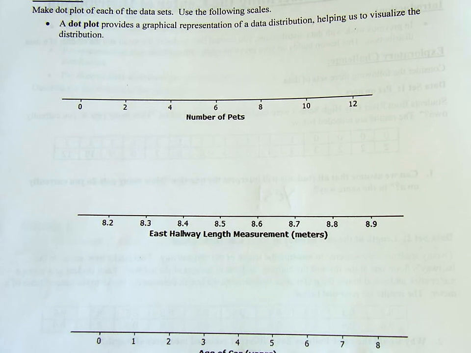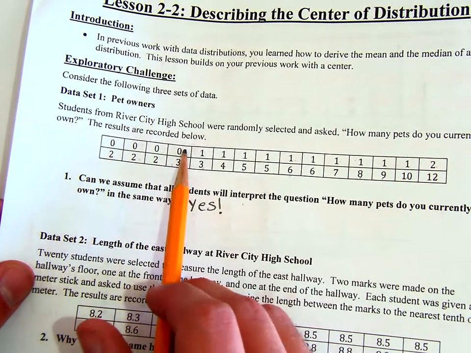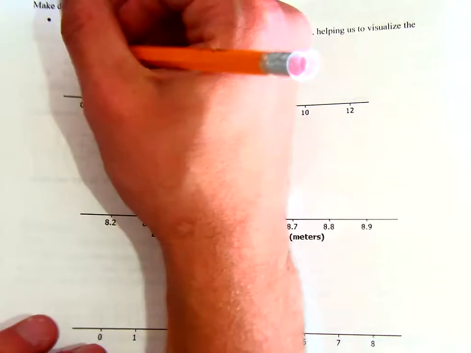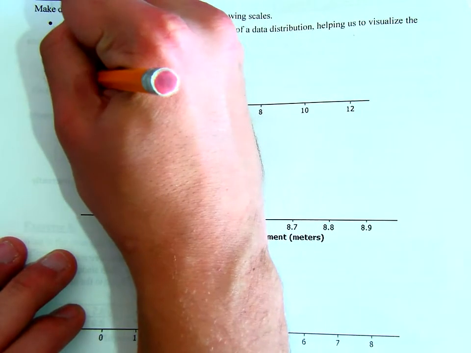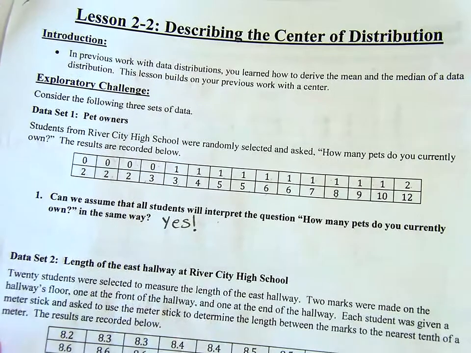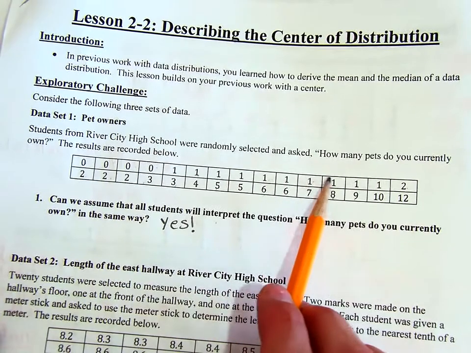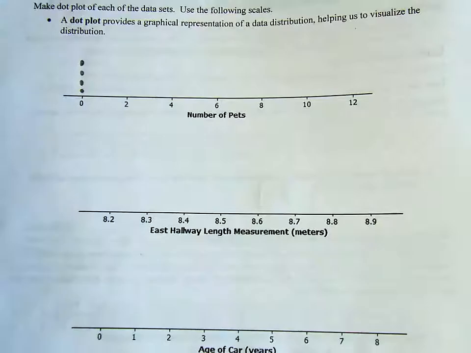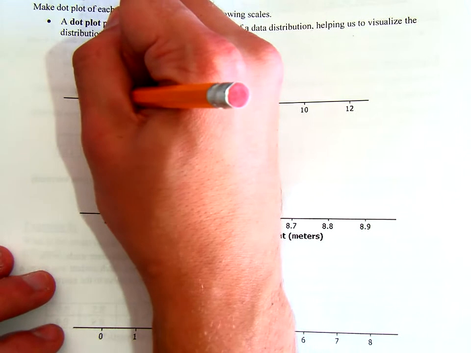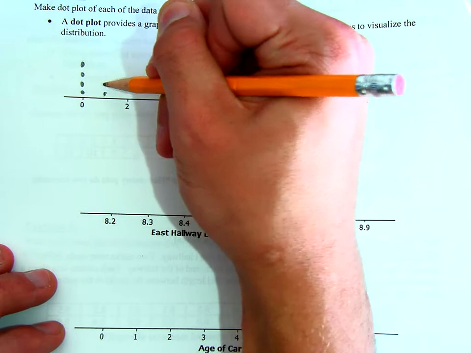If we look at this, we're first going to look at how many zeros there are. If we go back to the other page, we can just count up how many zeros there are. There's 1, 2, 3, 4 zeros. So on my dot plot, I'm going to put 4 dots there. Now we go back to our chart and look at how many are ones. We have 1, 2, 3, 4, 5, 6, 7, 8, 9, 10. So there's 10 ones. We go over to 1 on the number line, between 0 and 2, and we're going to put 10 dots.